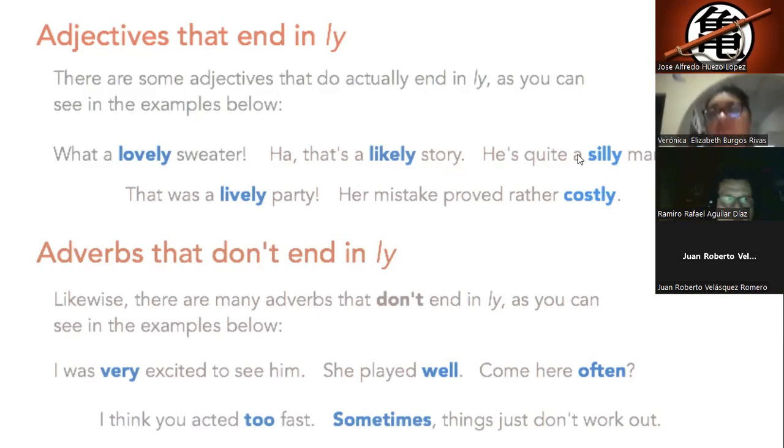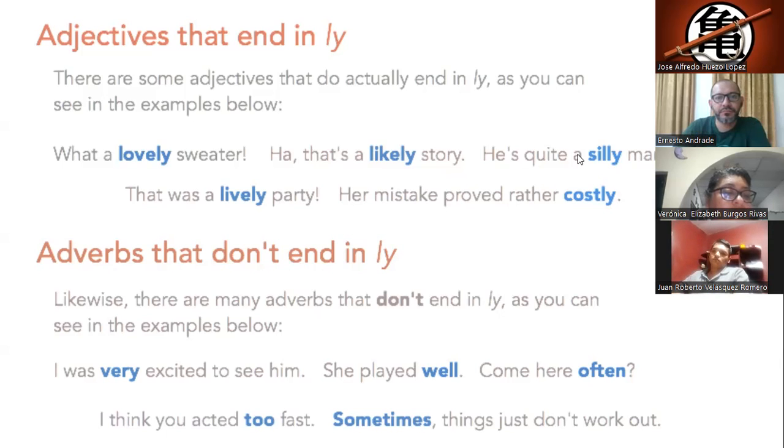Yes, teacher. Okay. Adverbs that don't end in L-Y. Likewise, there are many adverbs that don't end in L-Y, as you can see in this example below. I was very excited to see him. She played well. Come here often. Often, thank you. I think you acted too fast. Sometimes things just don't work out. Very good, perfect. So these are examples of adverbs that don't end in L-Y.